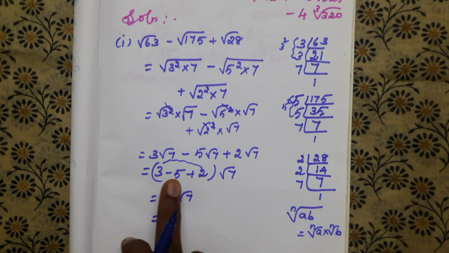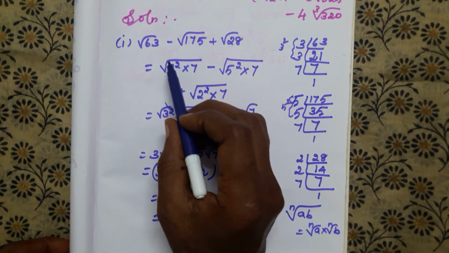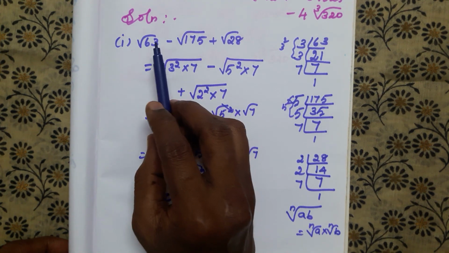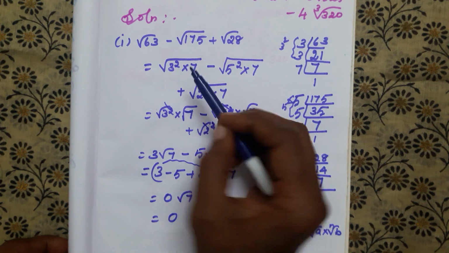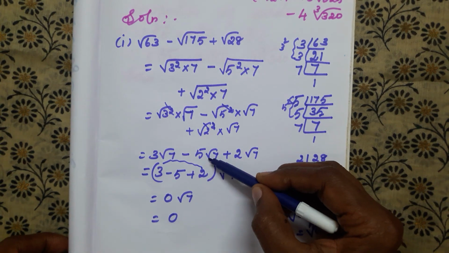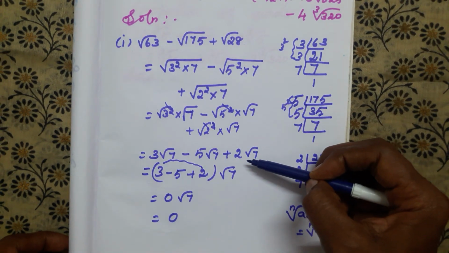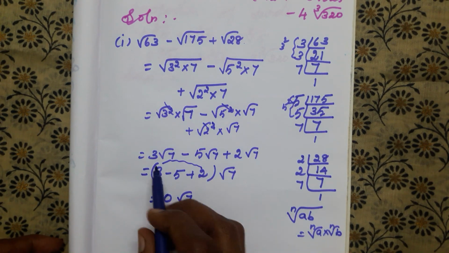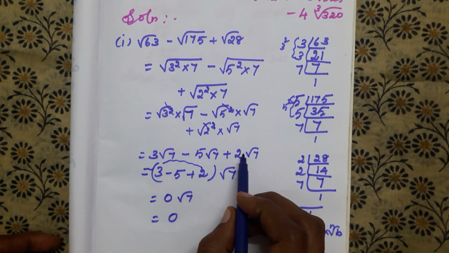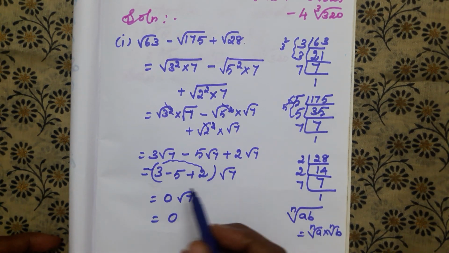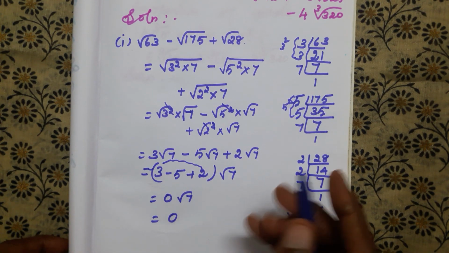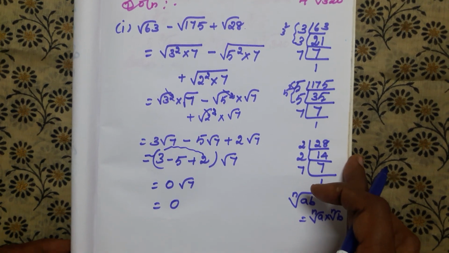Can you understand this? First we have to write it in the simplest form. When we are writing the simplest form, here we are getting root 63 is equal to 3 root 7. Root 175 is equal to 5 root 7. Root 28 is equal to 2 root 7. We have to write the coefficient first. 3 minus 5 plus 2 into root 7 is equal to 3 plus 2, 5. 5 minus 5 is equal to 0 root 7. 0 root 7 is equal to 0.